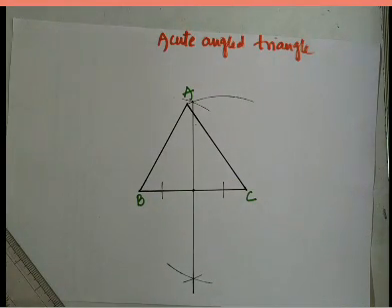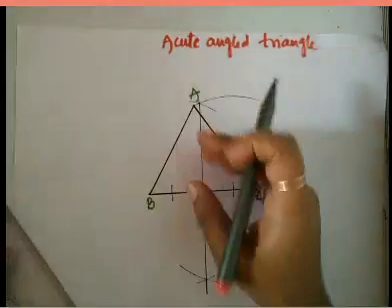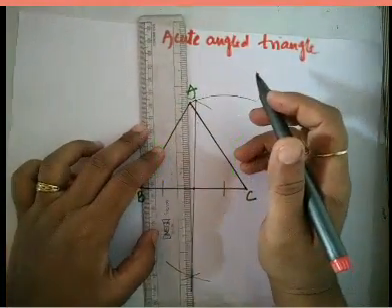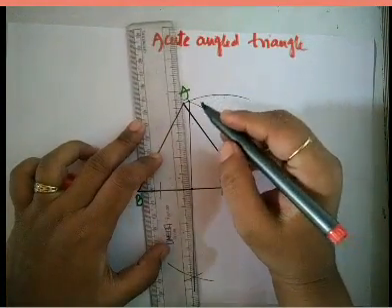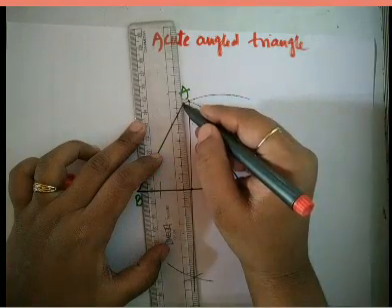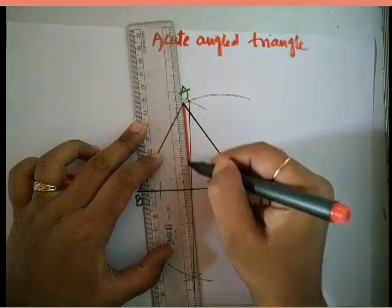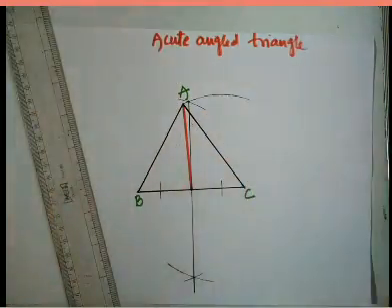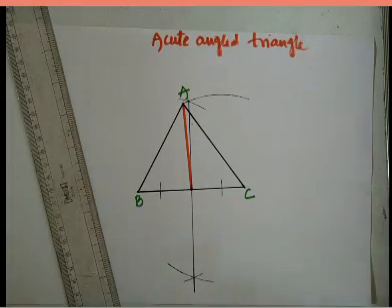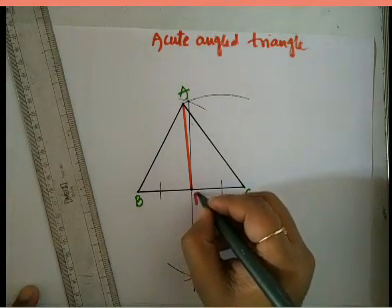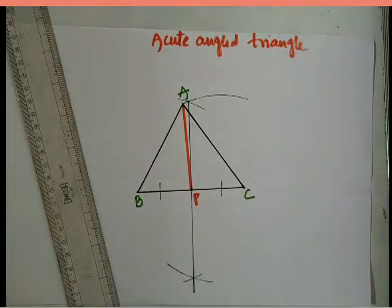Okay, so from this midpoint I'll join the opposite vertex. Opposite vertex is A here. So I'm going to join it from the opposite vertex, and this is my first median. I am giving it the name P. So my first median is AP.